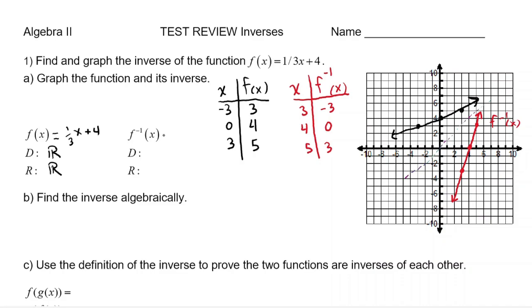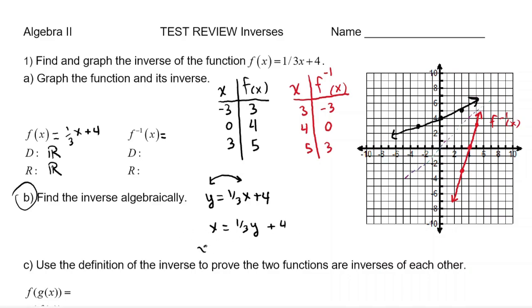And in our inverse here, now how do we find the inverse function? Well, I'm going to go to part B and we're going to find this algebraically. So how do we find the inverse algebraically? Instead of using f of x format, we're going to use y equals 1/3 x plus 4, because to find the inverse algebraically, we're going to swap the x and the y. So we switch the x and the y, and then we solve for y. Okay, so how would we solve for y here? Well, we would subtract 4 from both sides.